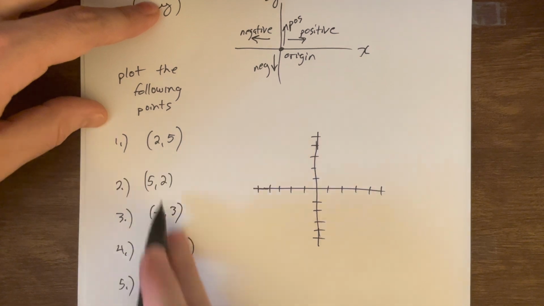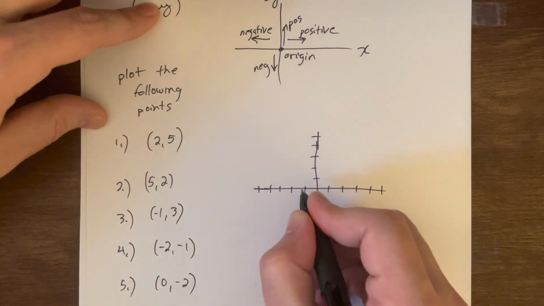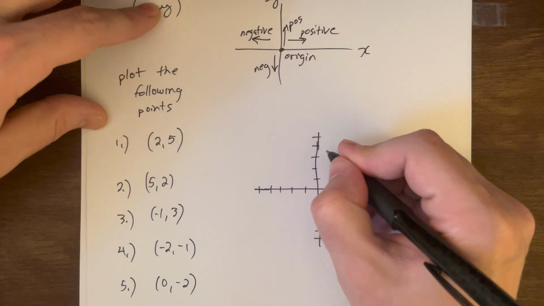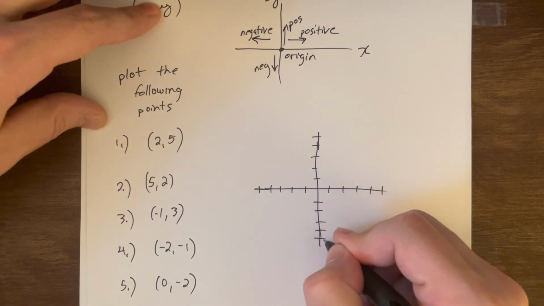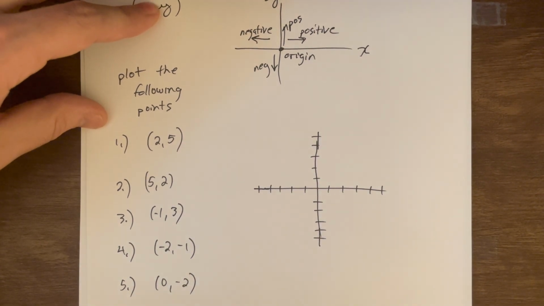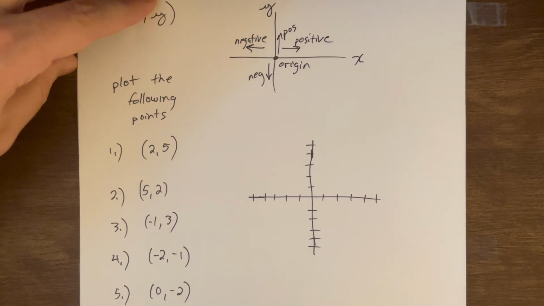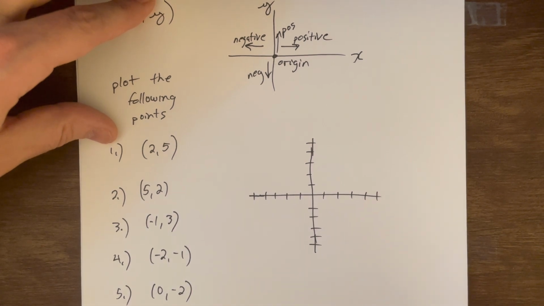Some people still want to get very detailed with labeling here. So this is positive 1, 2, 3, 4, 5, and negative 1, negative 2, negative 3, negative 4, negative 5 on each axis. If you need to do that, that's fine. But hopefully we don't have to do that. We'll just make our dashes and do any necessary counting along the way.